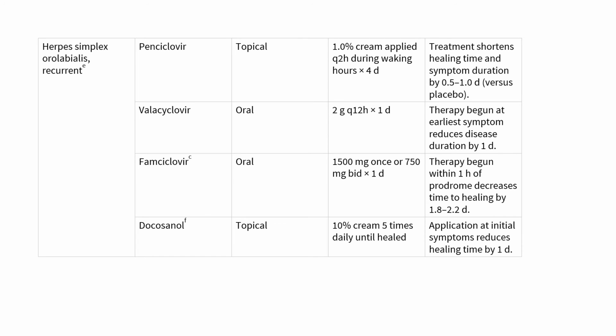So, recurrent herpes simplex orolabialis, and it is recurrent because this is the usual case. Those patients who suffer from herpes simplex orolabialis also report recurrent lesions more frequently. We have topical penciclovir available in Egypt. We have valacyclovir orally. To begin early is the wisest approach. We have famciclovir, we have docosanol, topical also. So as you can see, we have many alternatives to choose from, and I prefer to begin with the topical penciclovir.